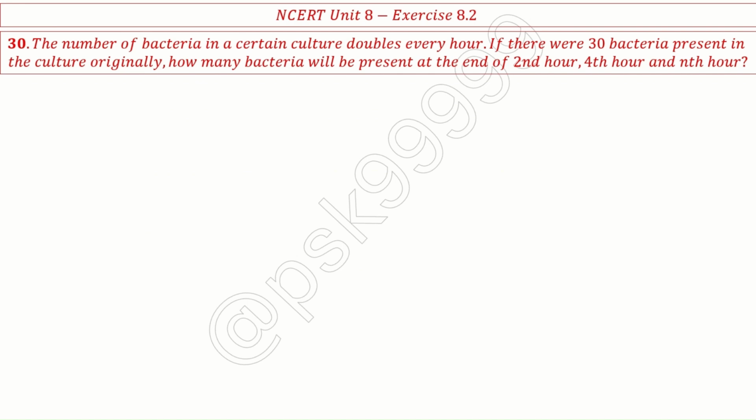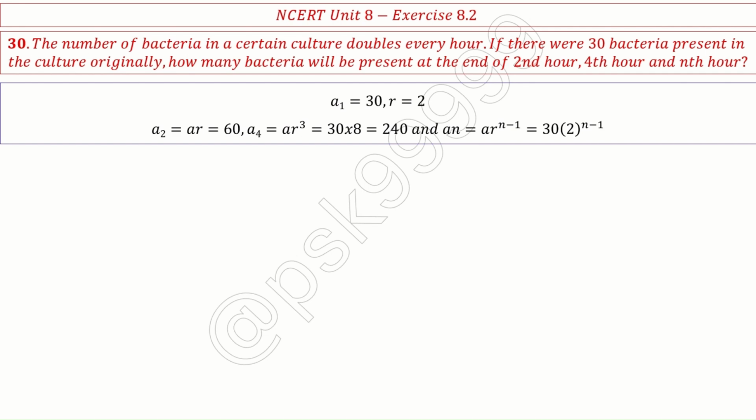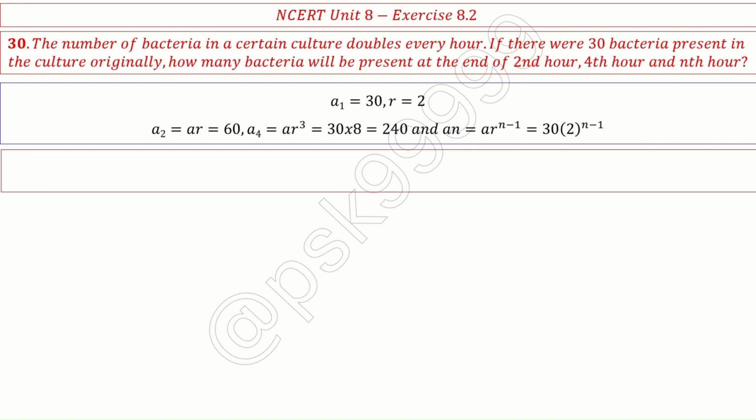The number of bacteria in a certain culture doubles every hour. If there are 30 bacteria present in the culture originally, how many bacteria will be present at the end of second hour, fourth hour, and nth hour? Okay, this is nothing but you are writing a GP. You need to find second term, fourth term, and nth term. All right, so that is very simple. You can do it yourself.